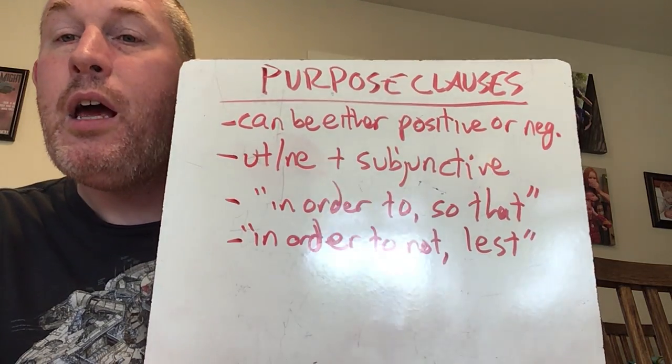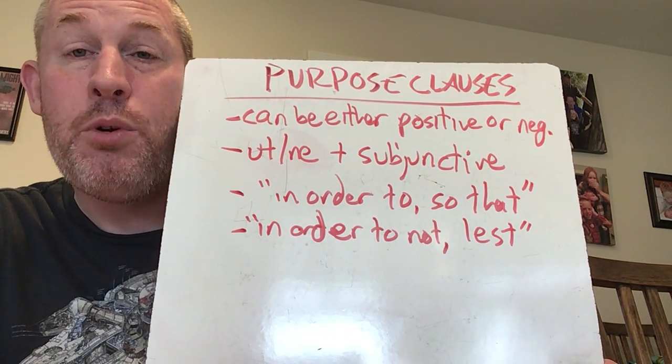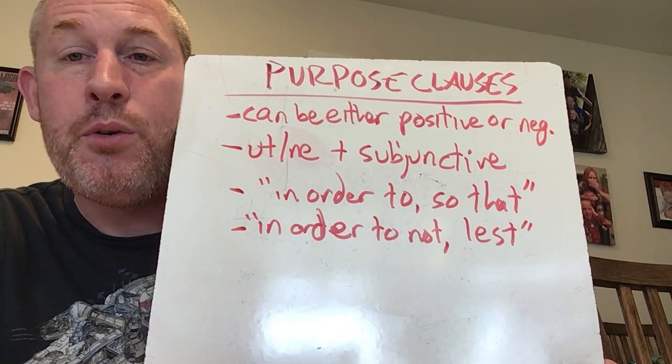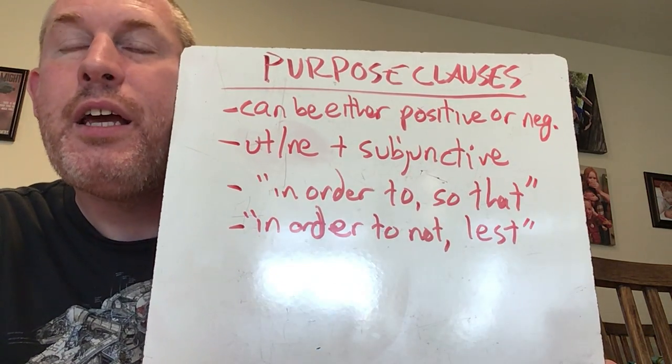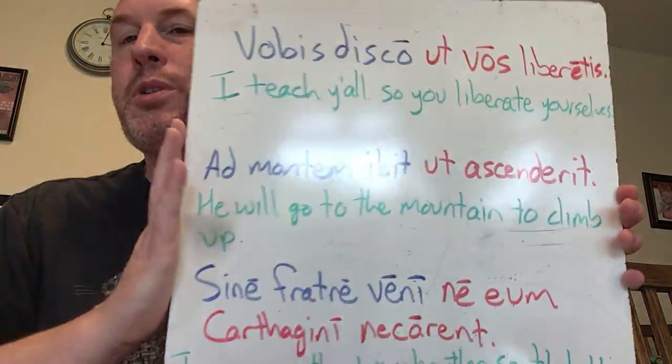So the way that you translate purpose clauses is in order to, or so that, or the negative version, in order to not, or lest. And you know what a sucker I am for sounding epic, so I like to use lest a lot. So here are some examples that I've given you. Again, I've color-coded them as usual, although sometimes I'll switch up the colors.